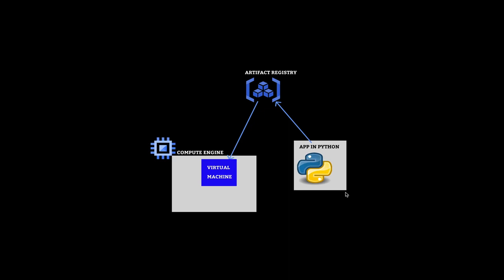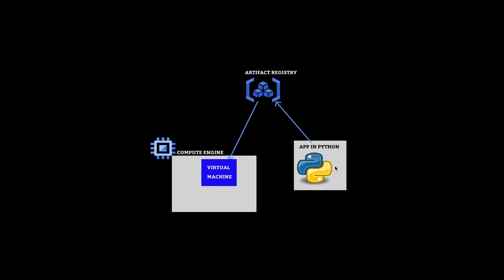So in this video I'm going to show how to create a virtual machine using Google infrastructure, that means using Google Cloud Platform, and then how to deploy a simple app on it. So let's get started. So first I'm going to create a simple app in Python.